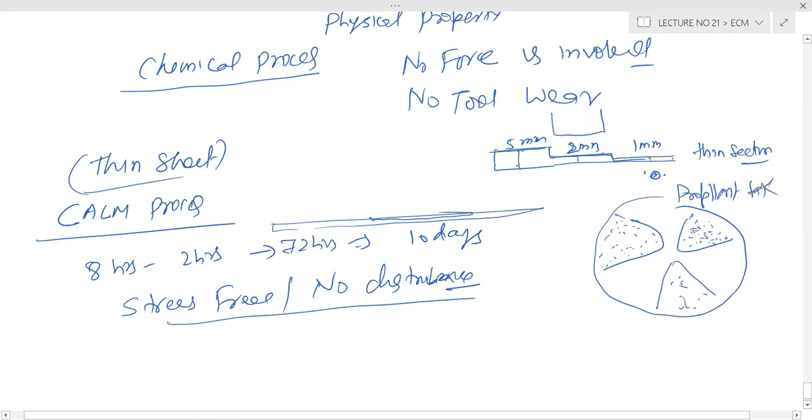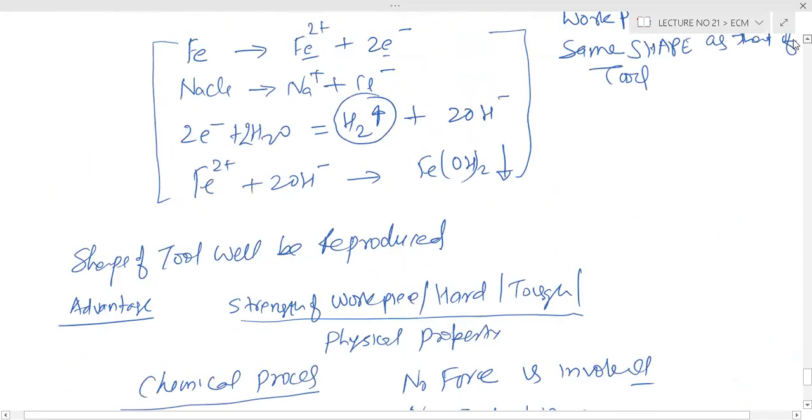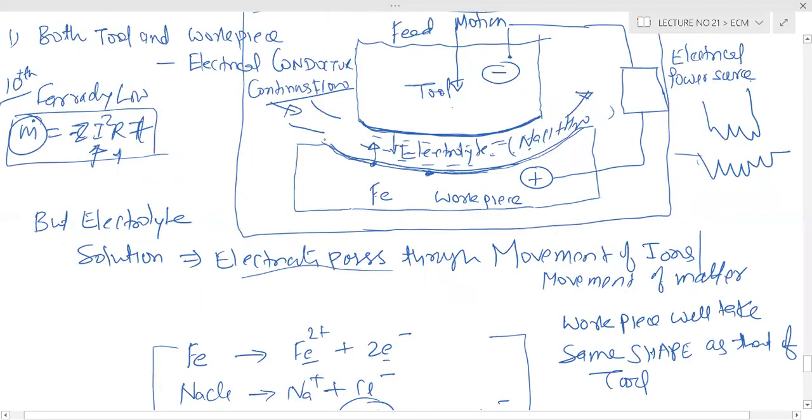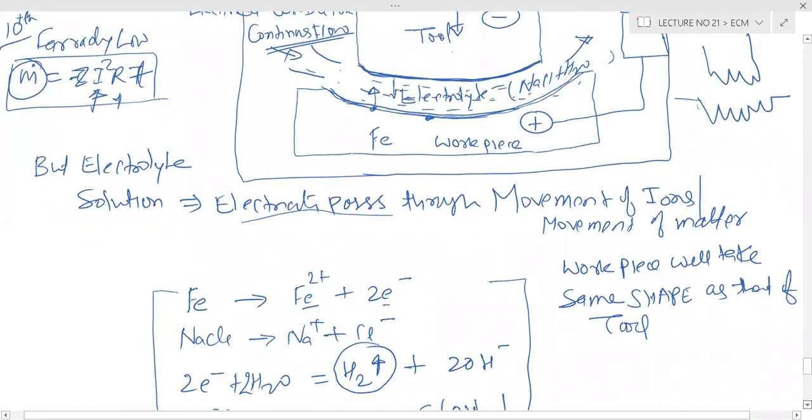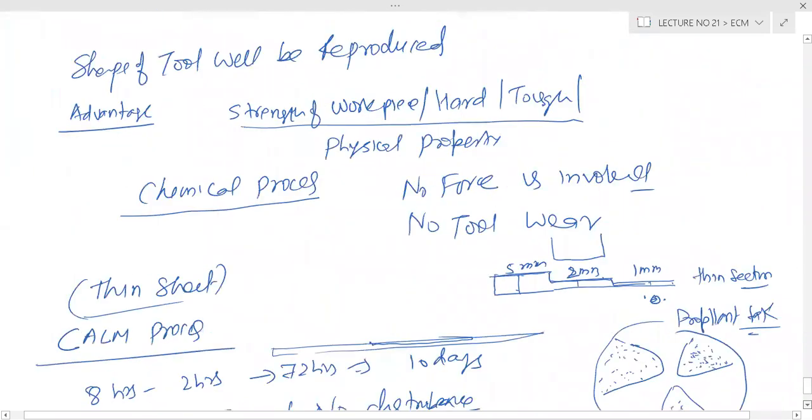Okay, fine. Somebody asks a question: is the whole system immersed in electrolyte? Yes, the whole system is immersed in electrolyte. We have already discussed that. The electrolyte will be a continuous flow of electrolyte. It is immersed in electrolyte.